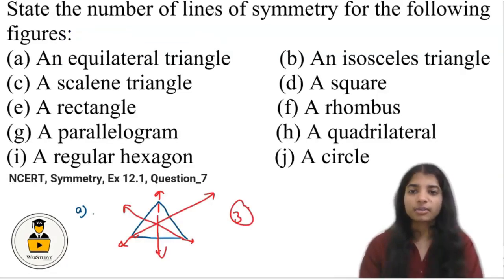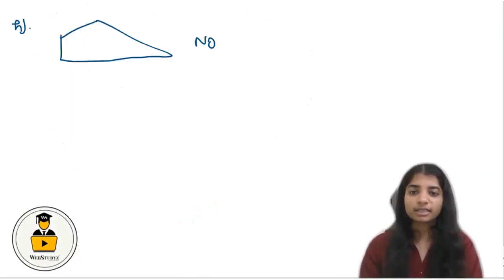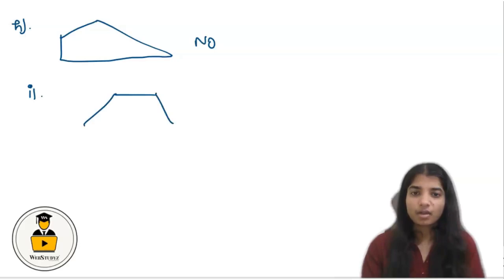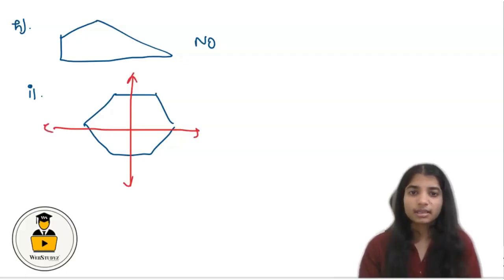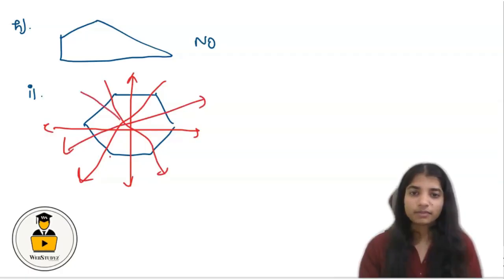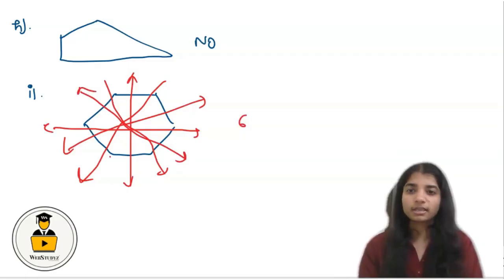Now we are considering part I. Part I is a regular hexagon. A regular hexagon has six sides and all these six sides are equal. So there can be six axes of symmetry for this. Let's say this is the first axis of symmetry. This is the second axis of symmetry. This is the third axis of symmetry. This is the fourth axis of symmetry. This is the fifth axis of symmetry. In the same way, this is the sixth axis of symmetry. So there are six axes of symmetry for a regular hexagon.